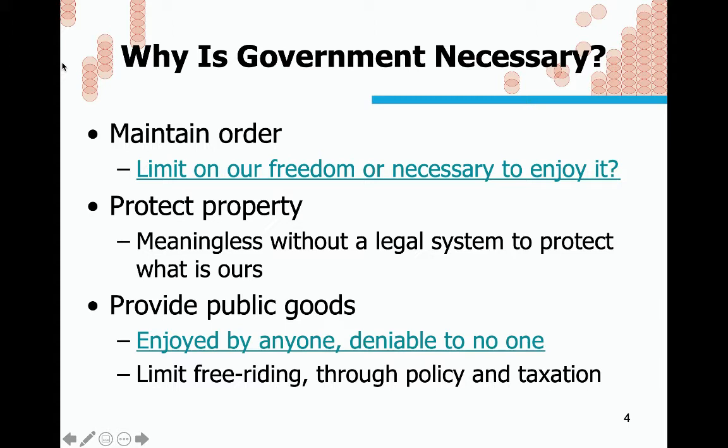Private property, whatever political system, especially a capitalist system, is meaningless without a legal system to protect what's ours. However, the system that we do have also leaves us wanting as a society for certain what are called public goods, those that can be enjoyed by anyone and are deniable to no one.